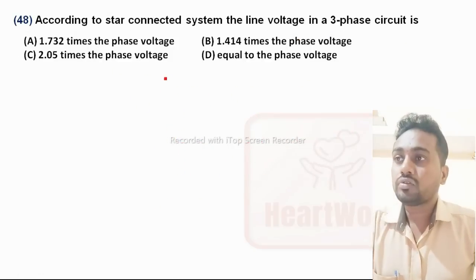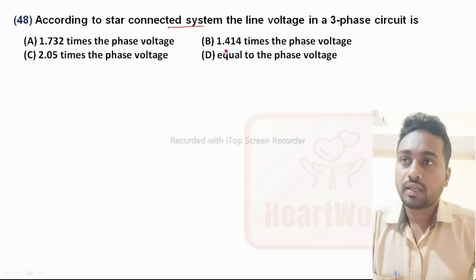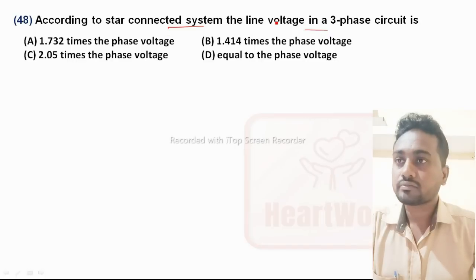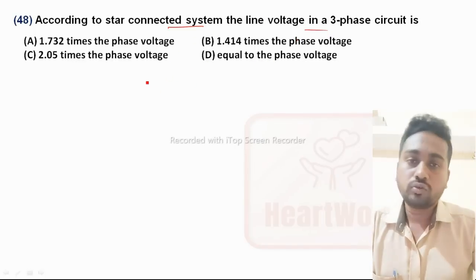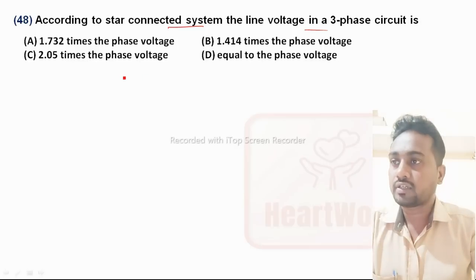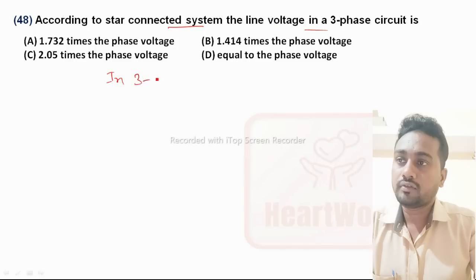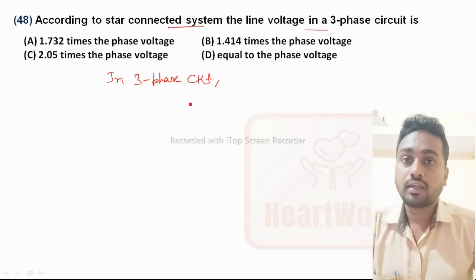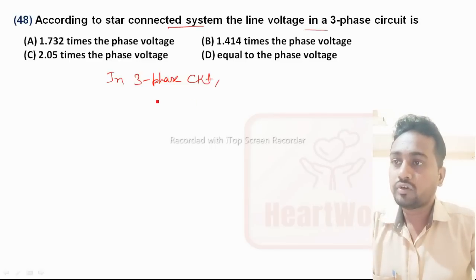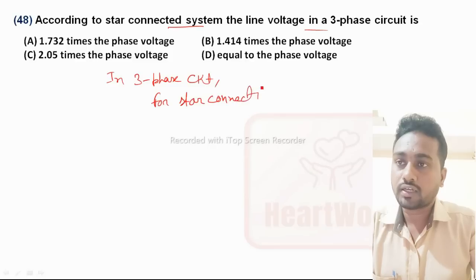Next, according to star connected system, the line voltage in a 3-phase circuit is... In a 3-phase circuit there are 2 types of connection: star connection and delta connection. First, we will talk about star connection.